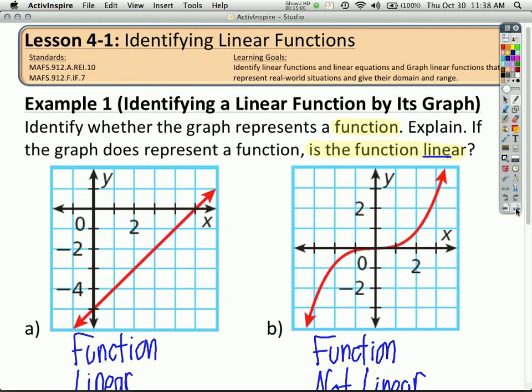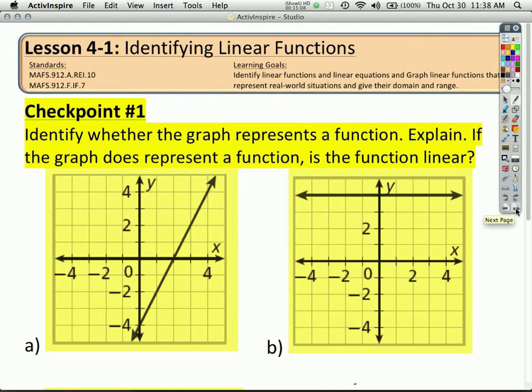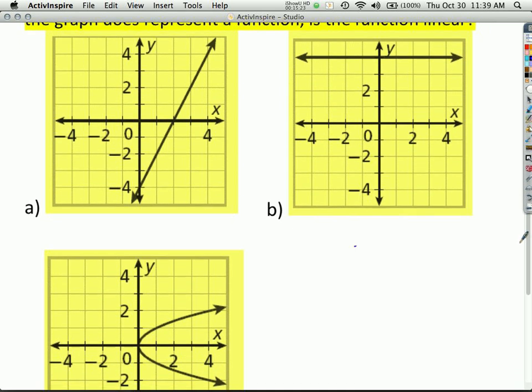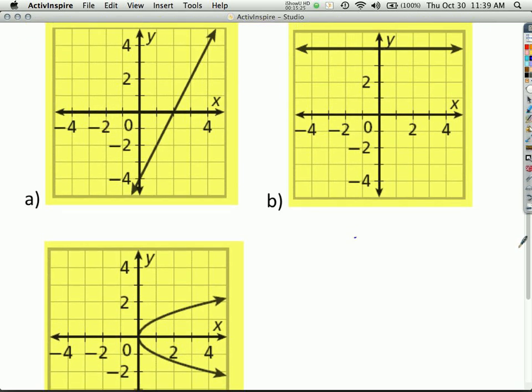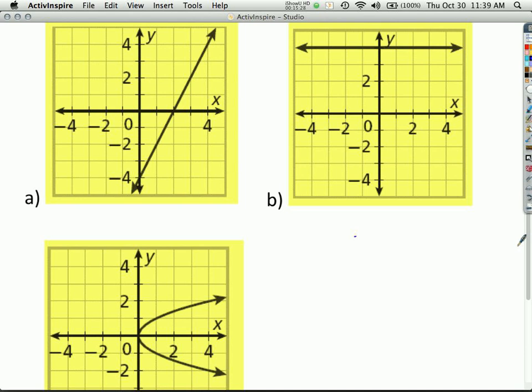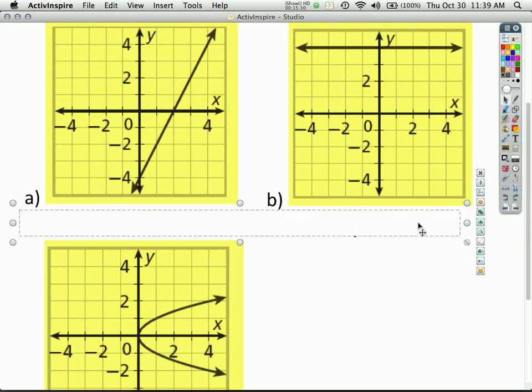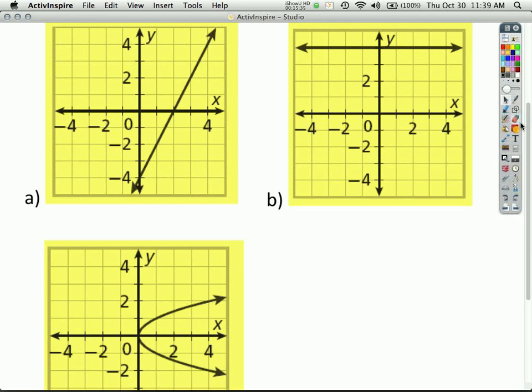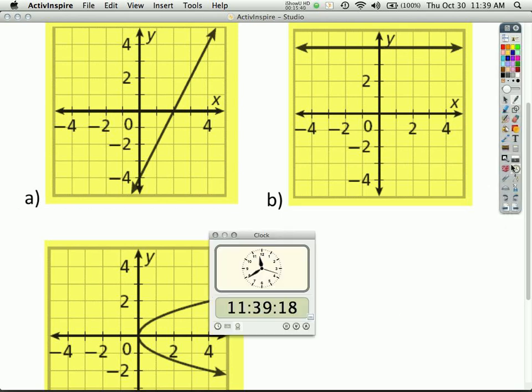All right, let's see how you do on your own. So it's the exact same instructions. You don't have to copy them. You need to, of course, write checkpoint number 1. You do not have to copy the graphs, but there are 3 of them, so I need to figure out how to squeeze in all 3, so give me a moment. Yeah, you can see all 3 of them. So that's A, B, and that's C down there. So you got, let's say, a minute and a half to figure out whether or not they are functions and whether or not they are linear. A minute and a half.